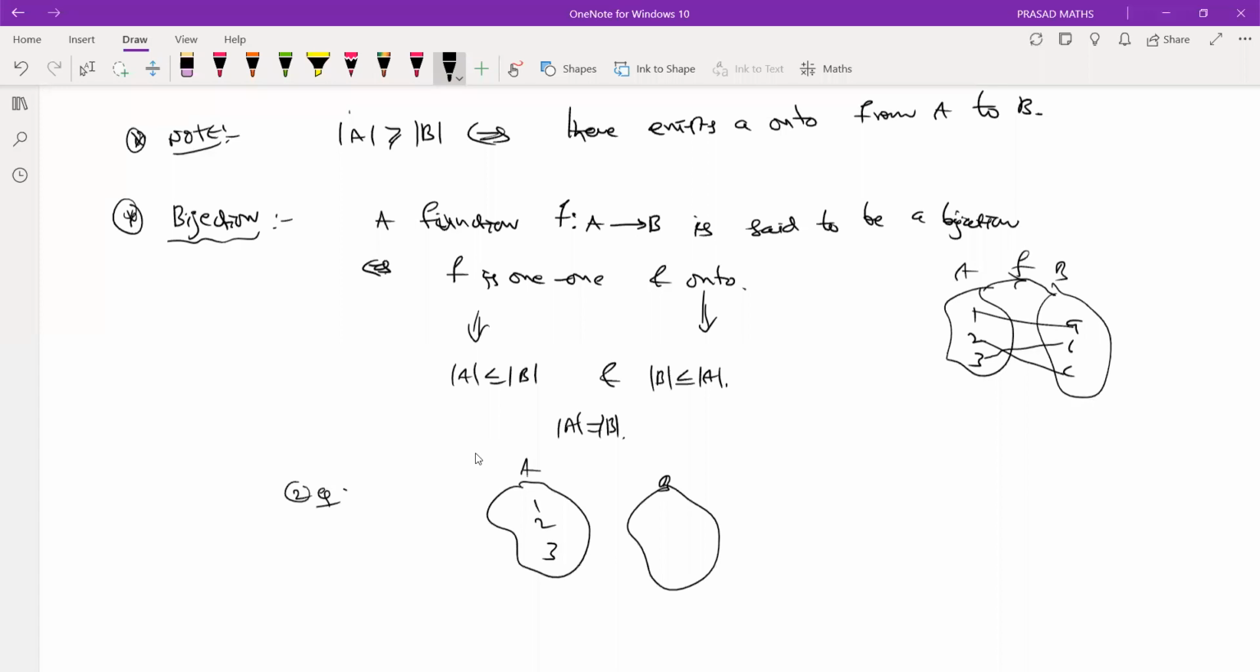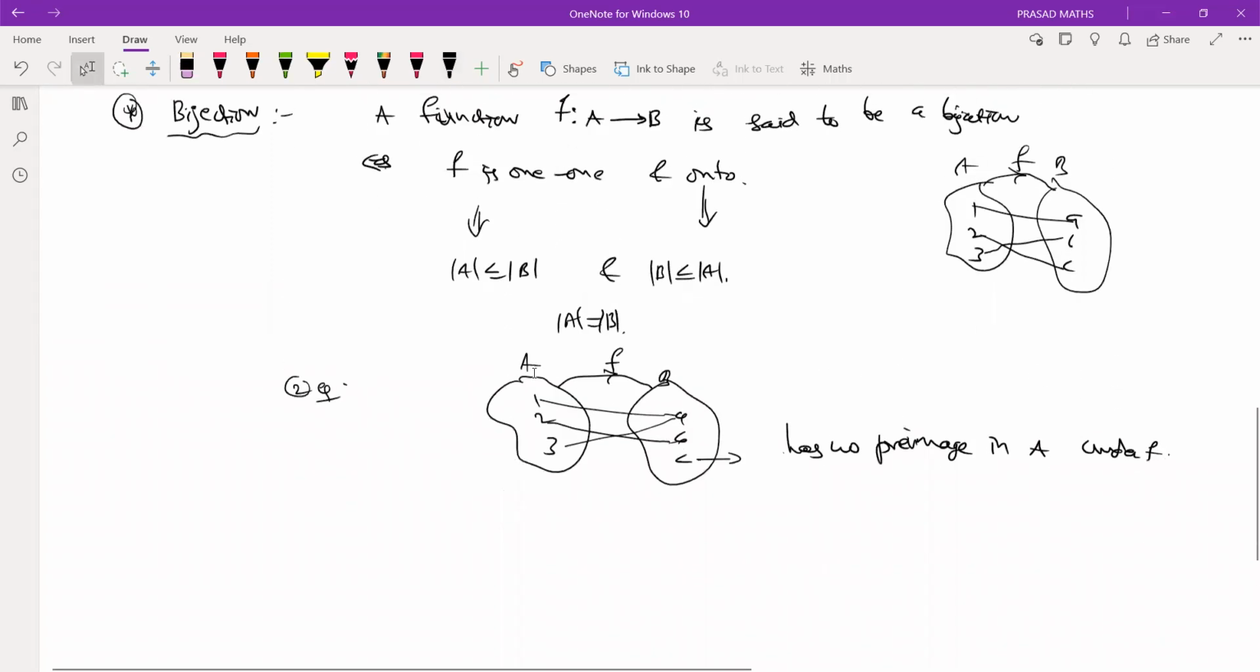Suppose 1, 2, 3 maps to A, B, C. Is it a bijection? The answer is no, right? Because C is a free element. C has no preimage in A under F. Therefore, it's not onto. It fails to be onto.